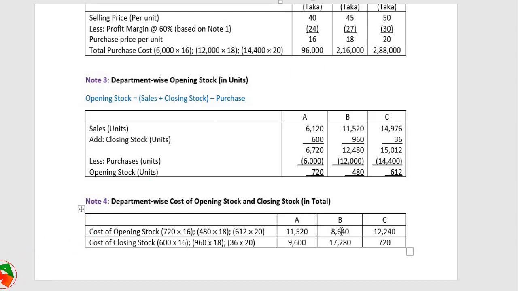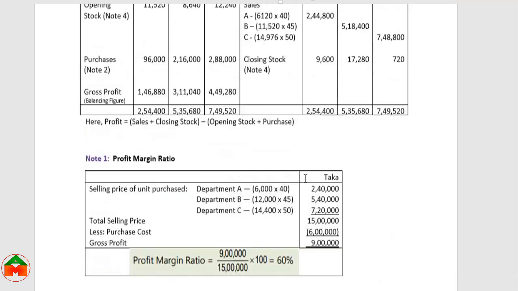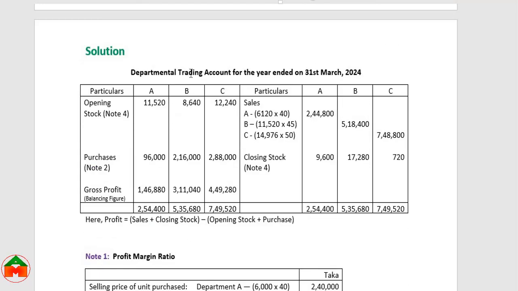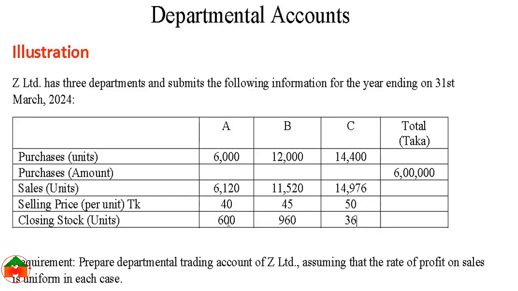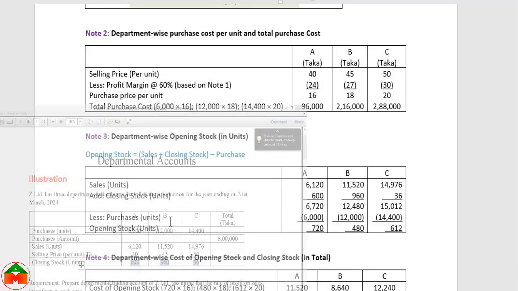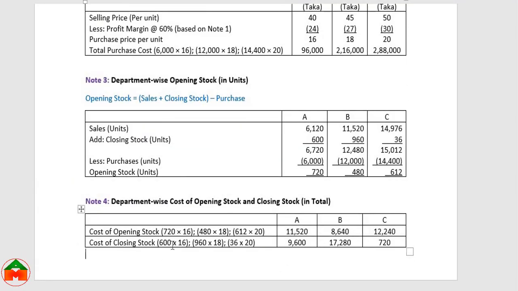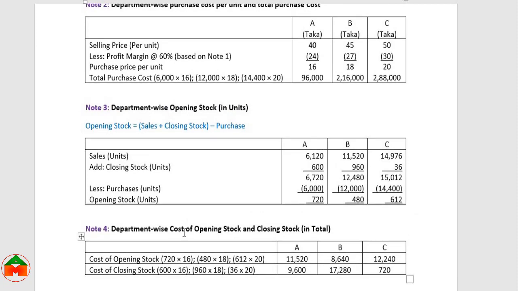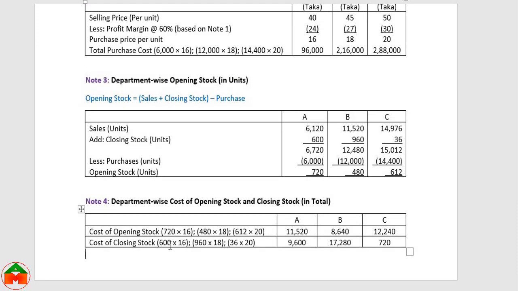So these are the opening stock which will be shown at the left side of the departmental trading account. As you can see, these are the opening stock which have been taken from note number 4. We can see the opening stock for department A is 11,520, for department B 8,640 and department C 12,240. In the same way, as you can see in the question, these are the closing units. We will multiply the closing units with the cost price, which is 16 for department A. So 16 multiplied by 600, total amount is 9,600.